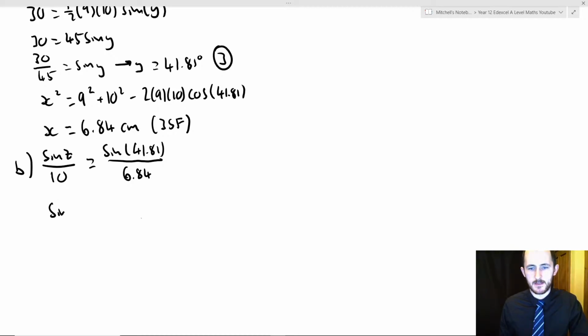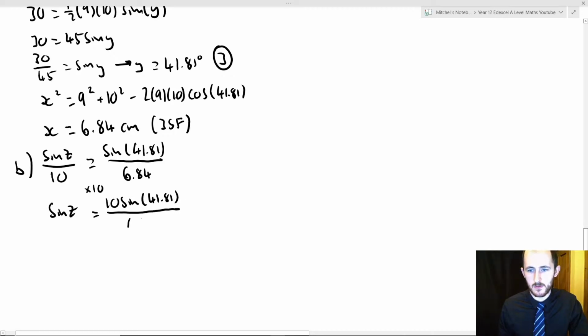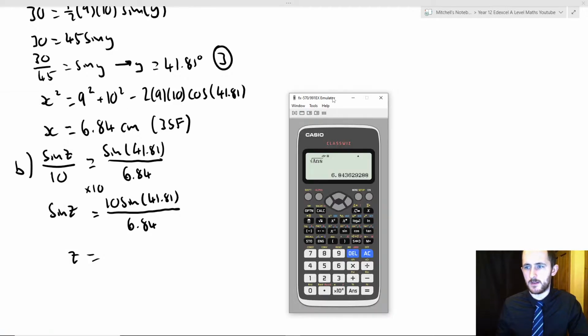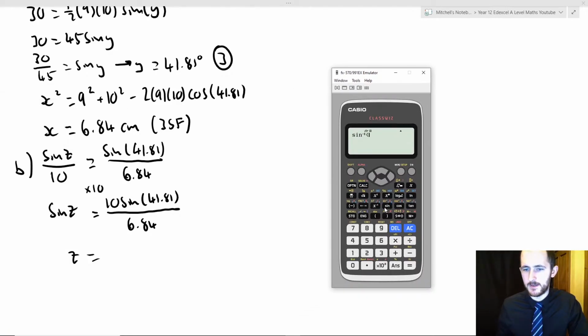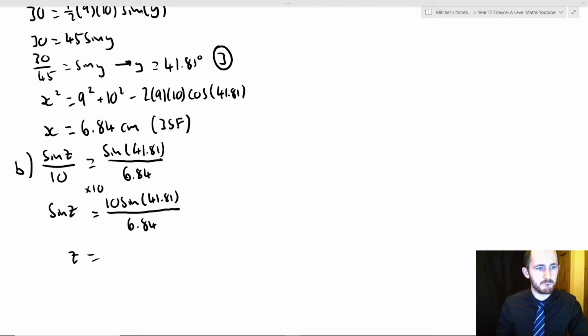So therefore, sine Z, if you times both sides by 10, you just get 10 sine 41.81. And again, please stop me if you have any questions at all. It's the best way to learn. And then you get Z equals something. So Z is just going to be the inverse sine of that. Well, inverse sine 10 sine 41.81 over 6.84. 77.1 degrees. And that'll be our answer.